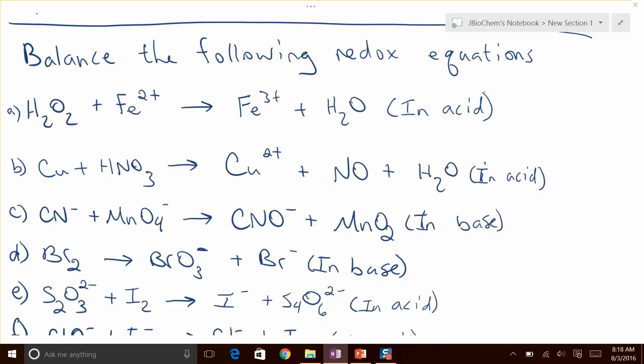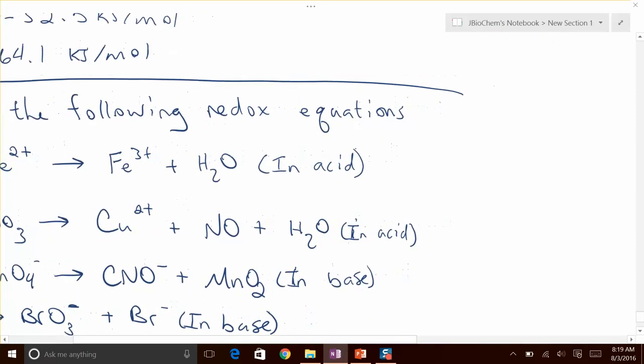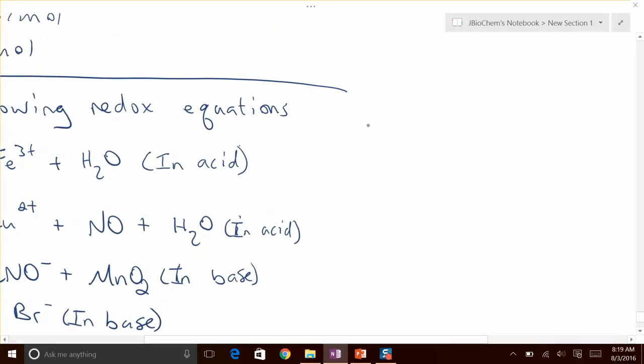Okay, so let's go back here to the beginning of the chapter. Let's do a few examples of balancing. How do we balance these redox reactions? The first one we're going to balance is hydrogen peroxide reacts with iron 2 to form iron 3 plus water, and it's in an acid. So what are the steps that I'm taking? Half reaction. I'm going to break them up into their half reactions.